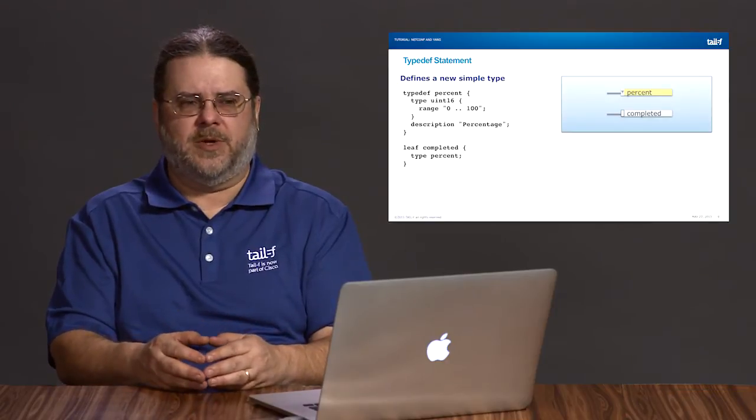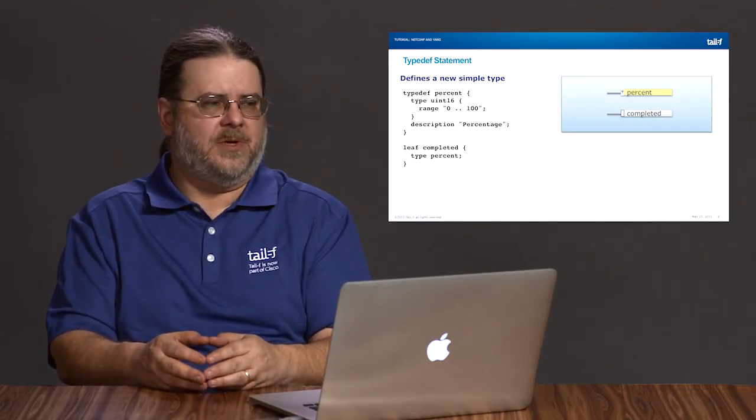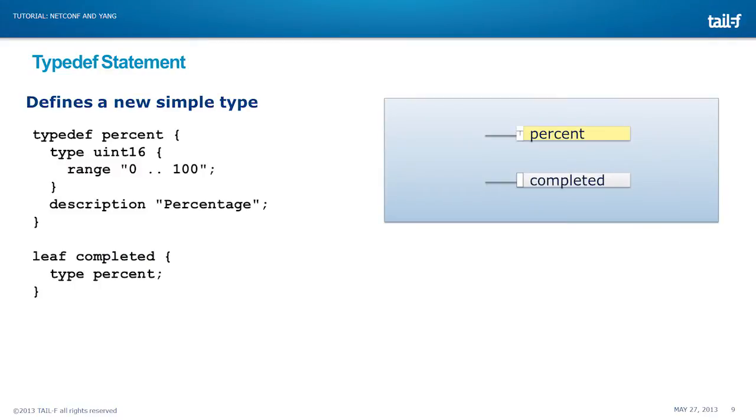For derived types, the YANG typedef statement is used. So it defines a new simple type. You take an existing type, either one of the YANG base types, or a previously declared typedef, derive from it, and add some restrictions. This is very similar to how a simple type works in XML schema.